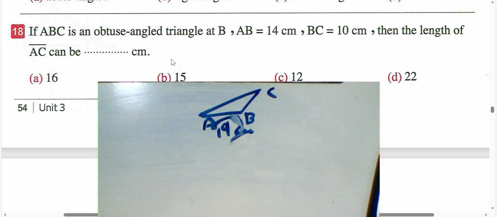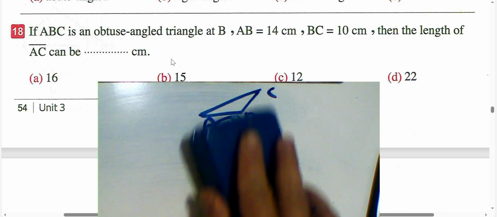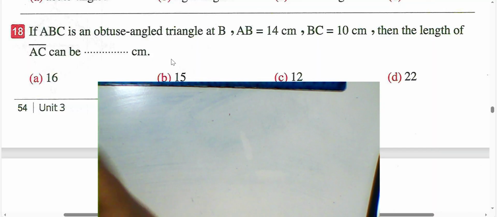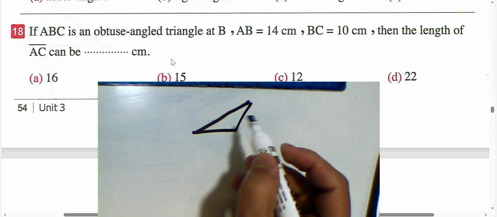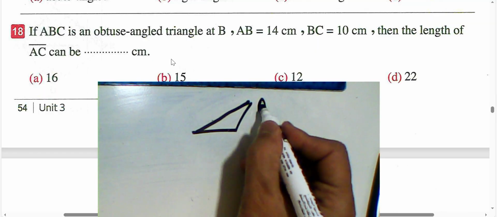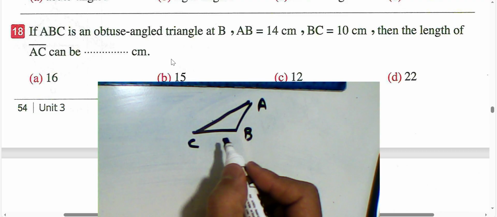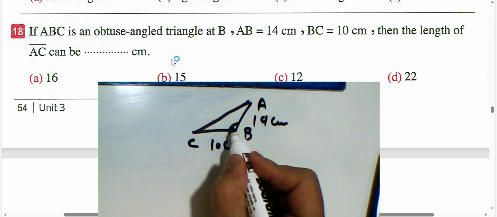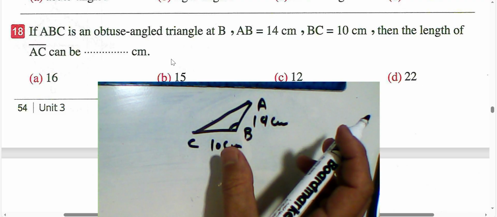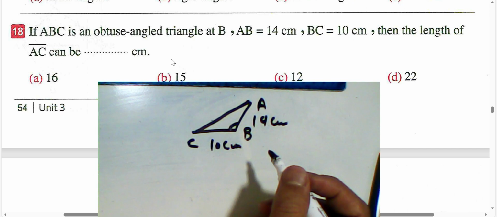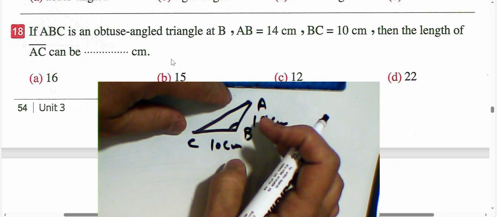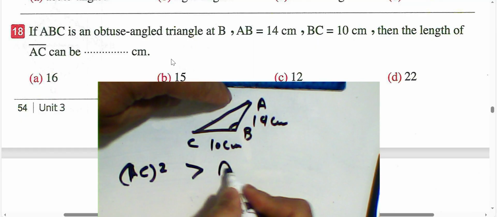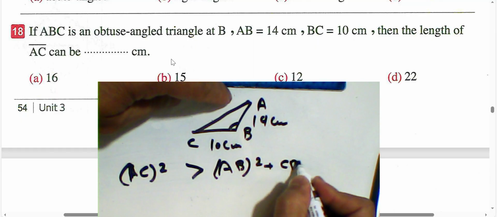Okay, the side length here was 14 centimeters, and BC was 10 centimeters. Then the length of EC will be equal to what? Okay, we want to find the greatest side. The greatest side here will be what? We have AB, BC. BC was 10 centimeters and AB was 14 centimeters. Then what is the length of EC to be, as the triangle converts to an obtuse angle triangle? We must write EC power 2 greater than AB power 2 plus BC power 2.